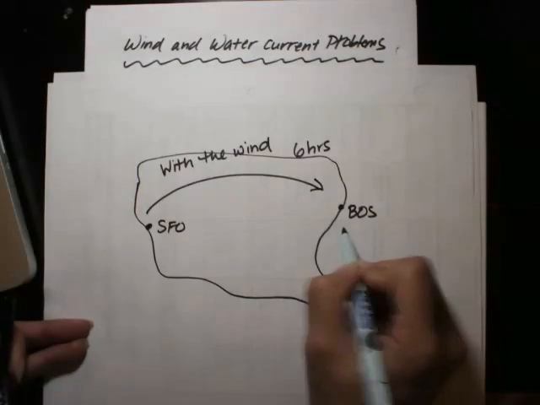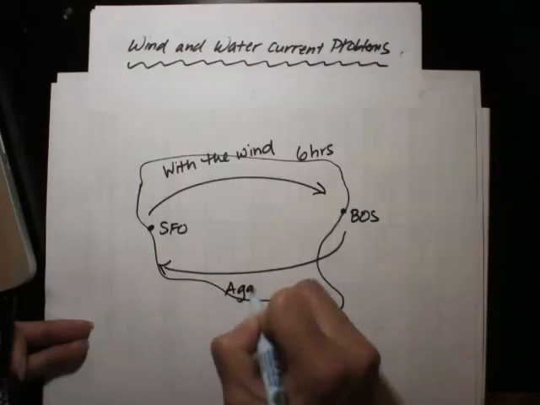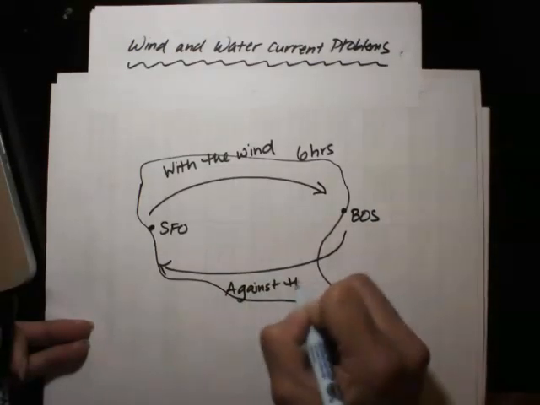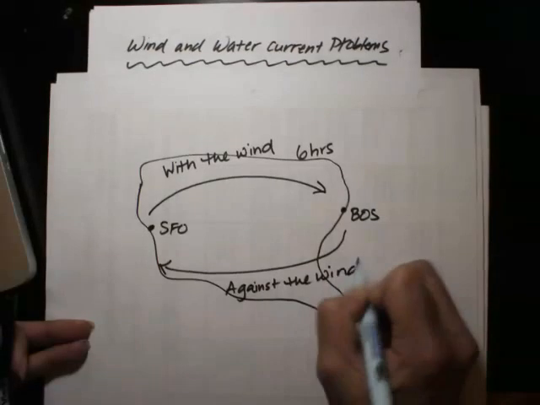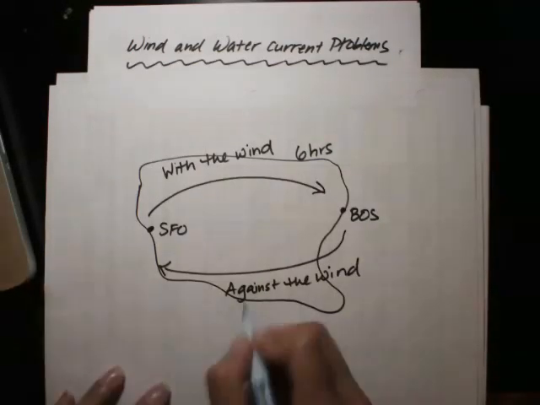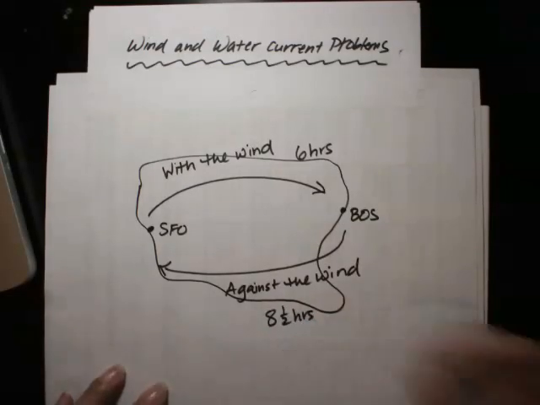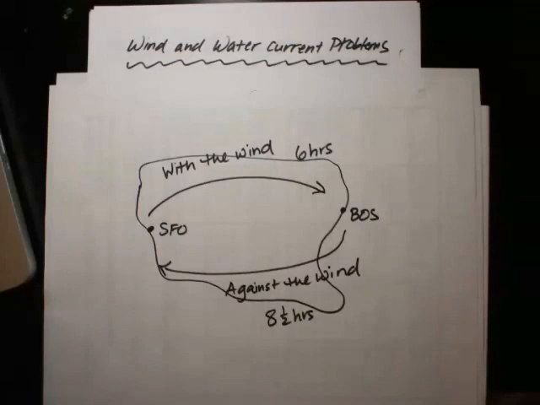When you're going back west, you're going against the current. When you go against the wind, when you go against the current, you're fighting against that pull. So it actually takes about 8.5 hours to fly back. Even though the plane is traveling at the same rate, it is more difficult to go against the wind, so it takes you a longer period of time to travel back.